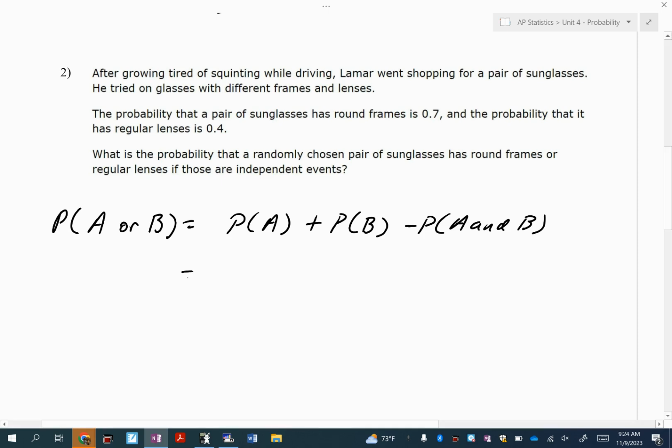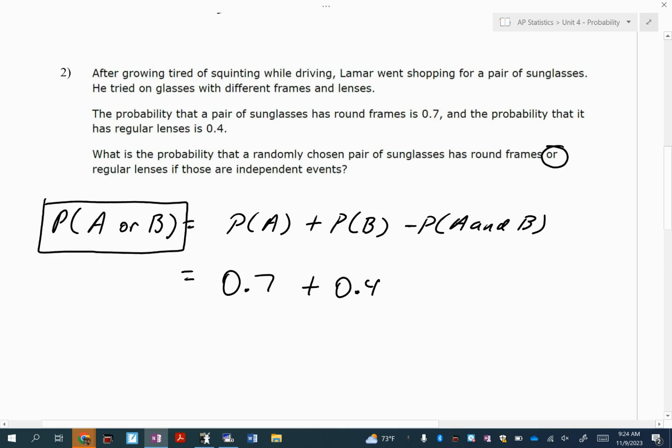Okay, the first one it says is round frames. So that's 0.7. The probability that it has regular lenses is 0.4. And it doesn't give us anything else. It says, what is the probability that a randomly chosen pair of sunglasses has round frames or regular lenses? So I'm going to be solving for or, but it didn't give me and. So how am I going to proceed if I am trying to solve for or, but I have another unknown?